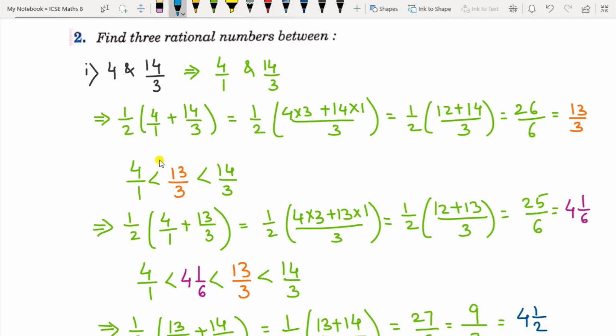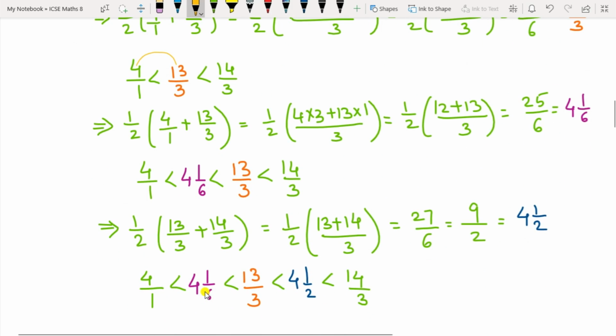Then the second one will be between 4 by 1 and 13 by 3. So you have to take these two rational numbers and solve accordingly as we did above, and you will get 4 1 by 6. Okay, and then the third rational number that we are finding will be between 13 by 3 and 14 by 3. So that will be 9 by 2, that is 4.5.